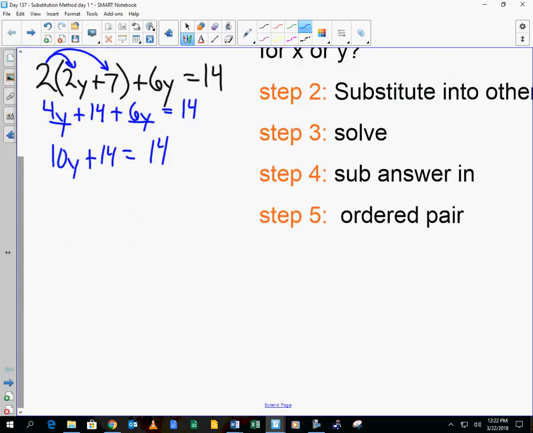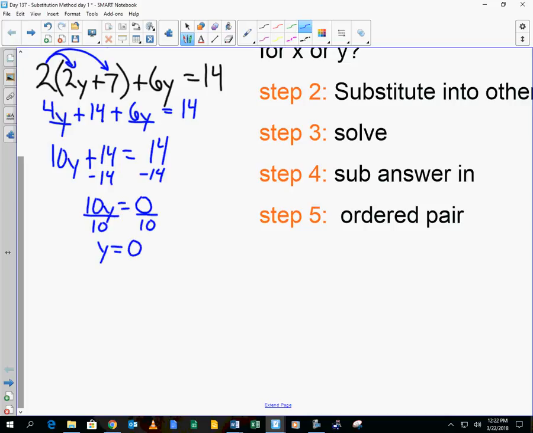Now, I have a basic two-step equation. What do I do to solve this two-step equation? Minus 14. And I get 10y is equal to 14 minus 14, which is 0. I need to solve for y. What do I do to both sides? Divide by 10. Y is 0.